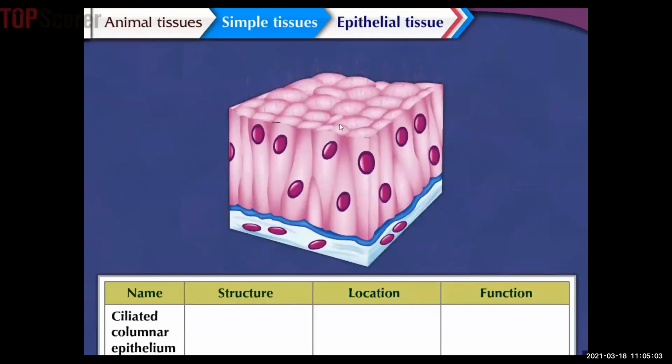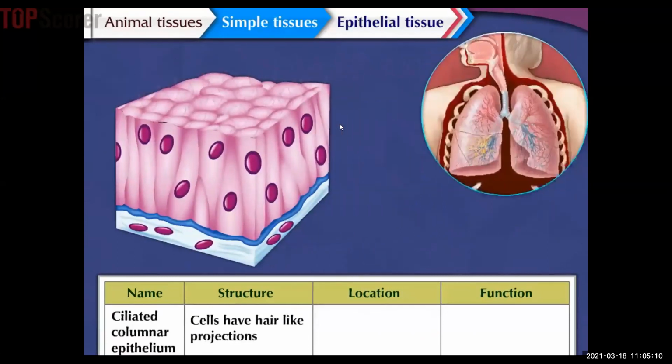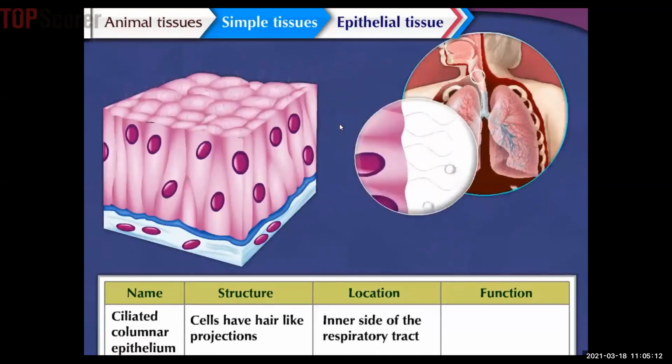Ciliated columnar epithelium. Cells of these tissues have hair-like projections. They are found in the respiratory tract. Due to the movement of the cilia, the mucus and the air is pushed forward to clear the respiratory tract.